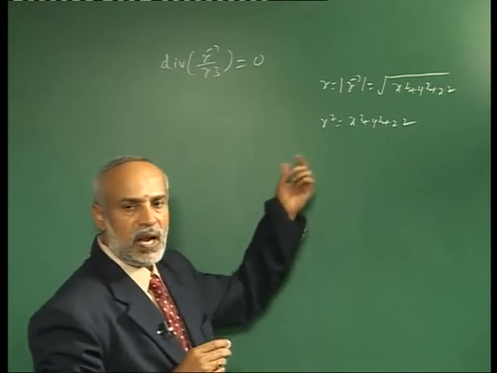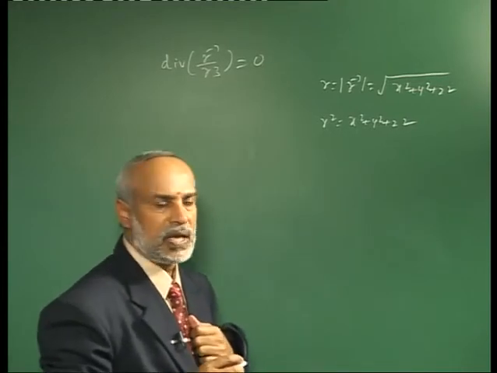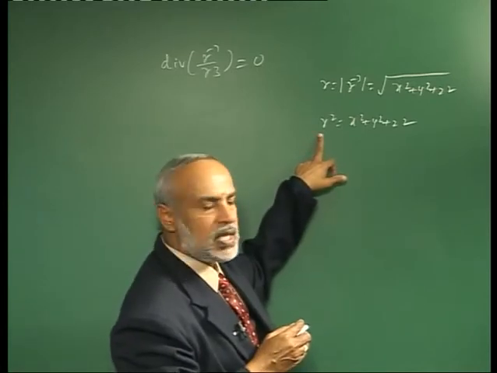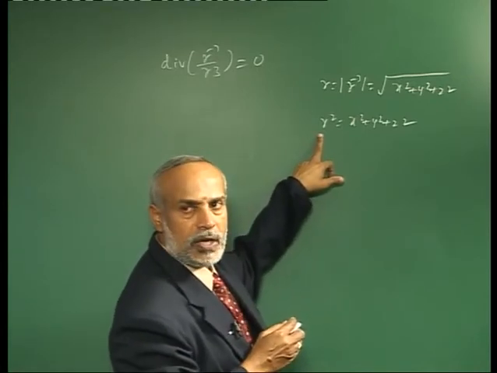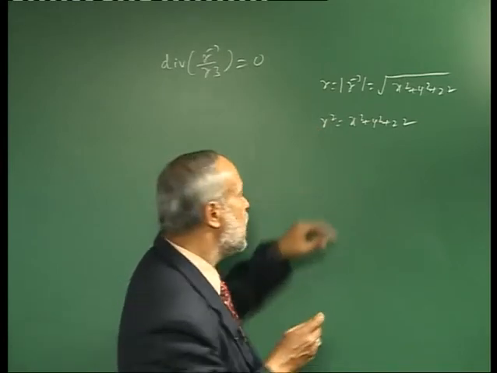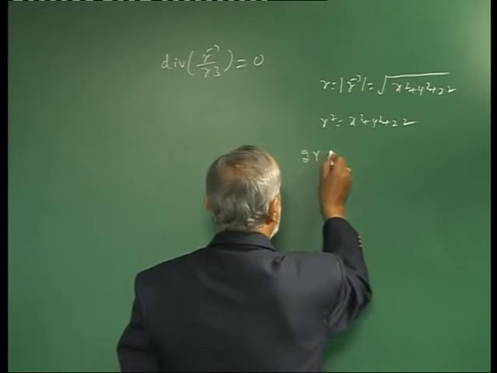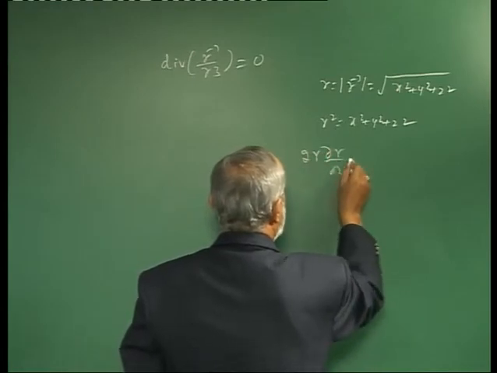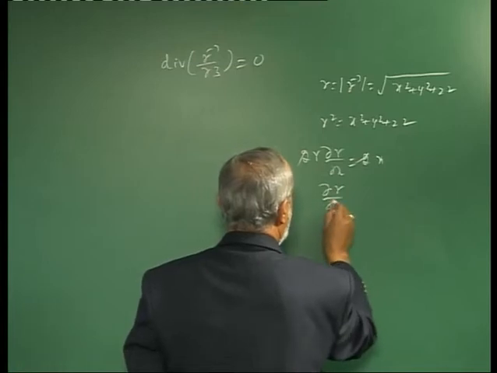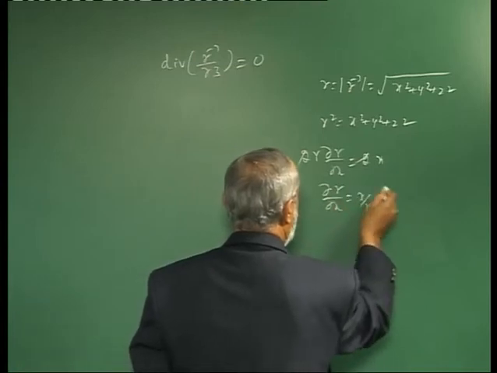Then differentiate partially with respect to x. The differentiation of r square is 2r into dou r by dou x, because r is not a constant, r is a function of x, y, z. Then 2r into dou r by dou x is equal to 2x. The 2s cancel, then dou r by dou x is equal to x by r.